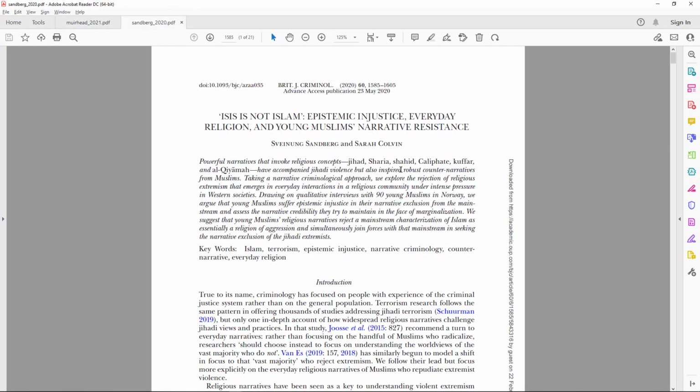What about the second paper? Again, we can infer the research question by looking at the title and the abstract. So this is about narratives that invoke religious concepts, so jihad, sharia, caliphate, and so on. In this study, they take a narrative criminological approach, which is an approach to analyzing data. It's a narrative analysis. We explore the rejection of religious extremism that emerges in everyday interactions in a religious community under intense pressure in Western societies. So you could summarize the research problem or the research question as an examination of the rejection of religious extremism in religious communities in Western societies.